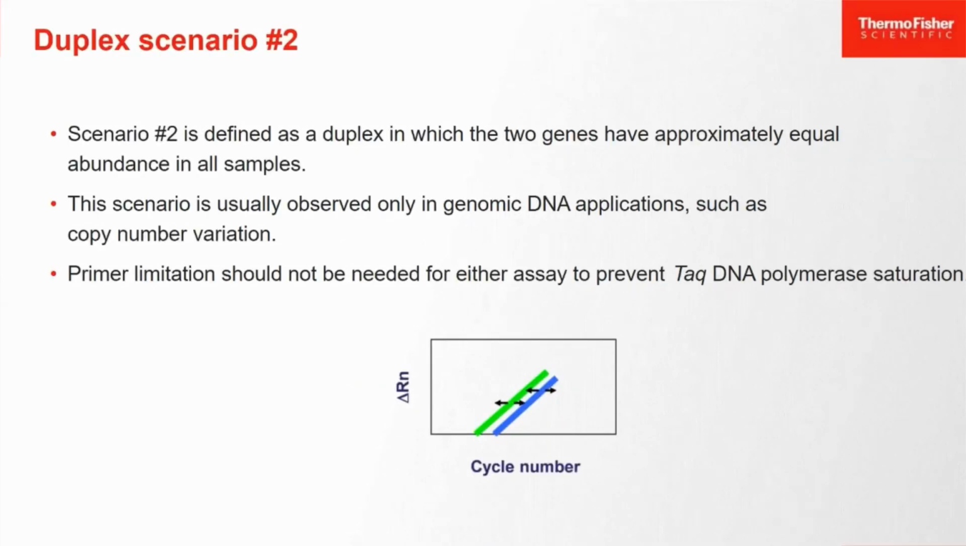I'm defining scenario number 2 as a duplex in which the two genes have approximately equal abundance in all samples. I would probably never see this in a gene expression experiment, so this is usually observed in a genomic DNA application, such as copy number variation. In theory, primer titration would not be needed to prevent Taq polymerase saturation if the two genes are always very similar in their abundance.